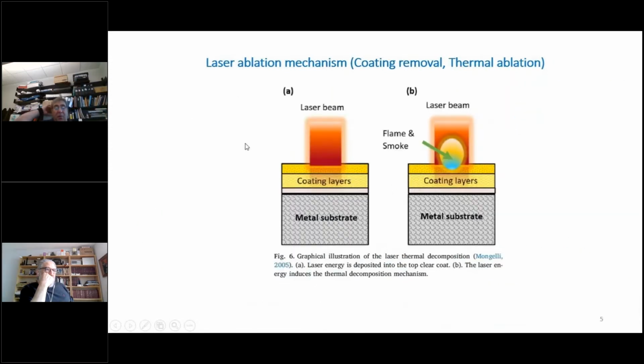There's also another way of removing when the energies are less and when the pulse widths are larger. You can see that there won't be a shock wave form, but the coating removal is just by thermal ablation. And this is also from the same paper. You can see that laser energy induces a thermal decomposition mechanism, and flames and smokes are emitted from the surface.